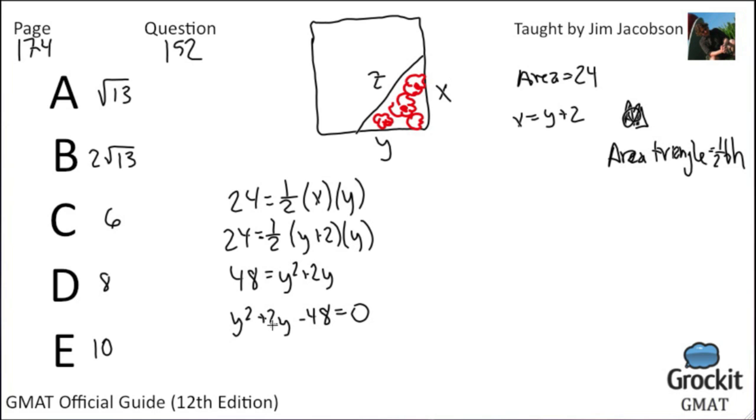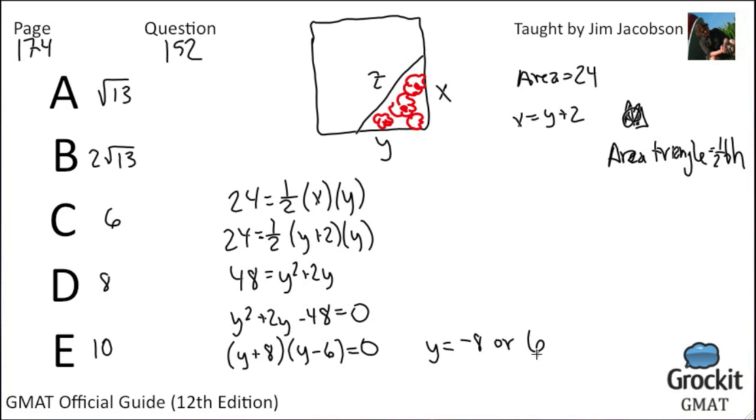And to factor, to do reverse FOIL on y squared plus 2y minus 48, we need two numbers that multiplied together give us negative 48 and added together give us positive 2. In this case, it's going to be (y plus 8)(y minus 6) equals 0. So y equals negative 8 or 6.